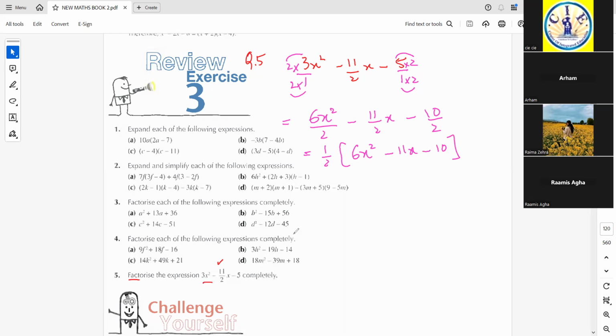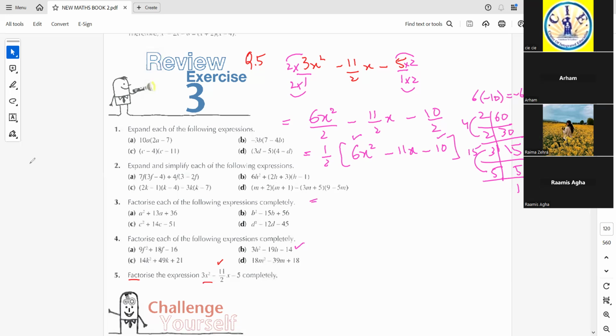Now this is a question of this type where we cannot have a common factor from these three. So we would directly be applying that method of A times C, 6 times negative 10, negative 60. Now the factors of 60 are 30, 15, 5, and 3. We need to have 11. 5 threes are 15 and 2 twos are 4. So the factors are 15 and 4.